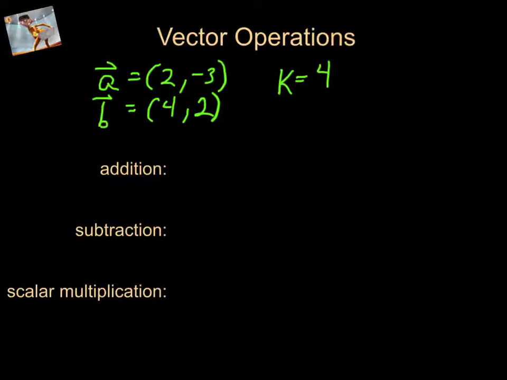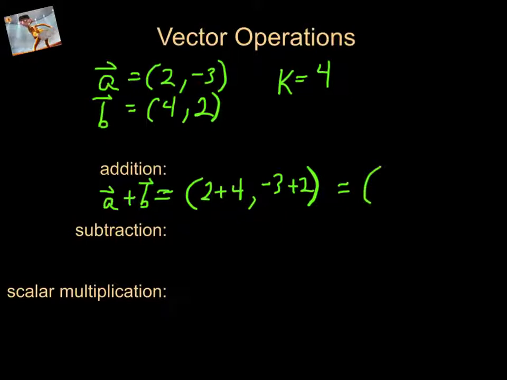For addition, let's add vector A plus vector B. Well, we said we take the sum of the x's, so I'm going to add 2 plus 4. Those are the two x values. And I'm going to add the two y values, negative 3 plus 2. And we are going to get 6, comma, negative 1. That would be the sum vector between A and B.